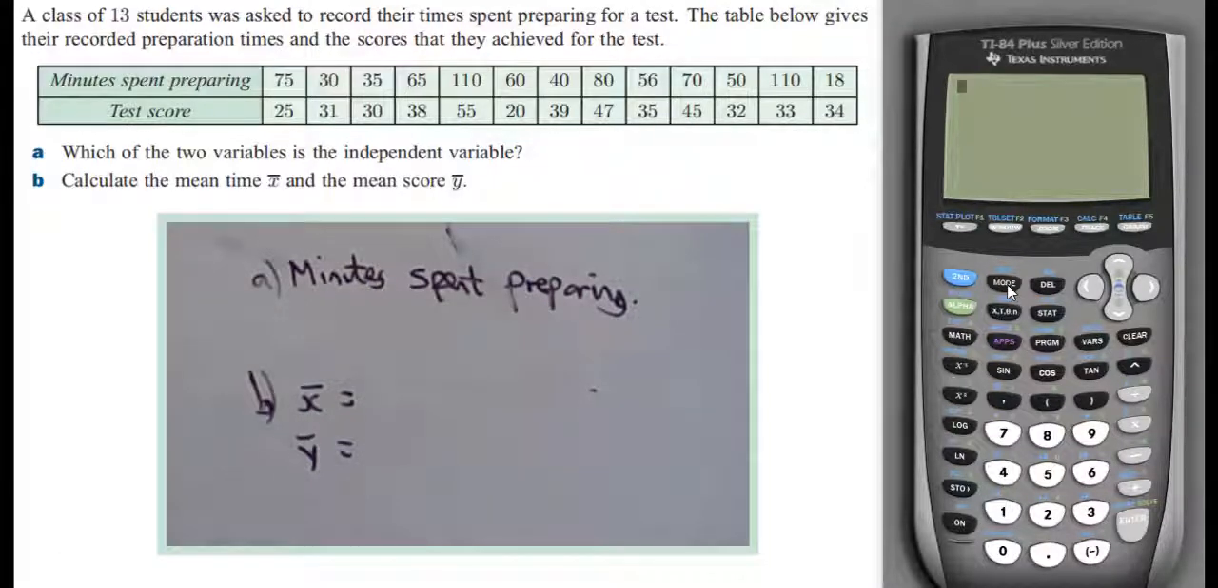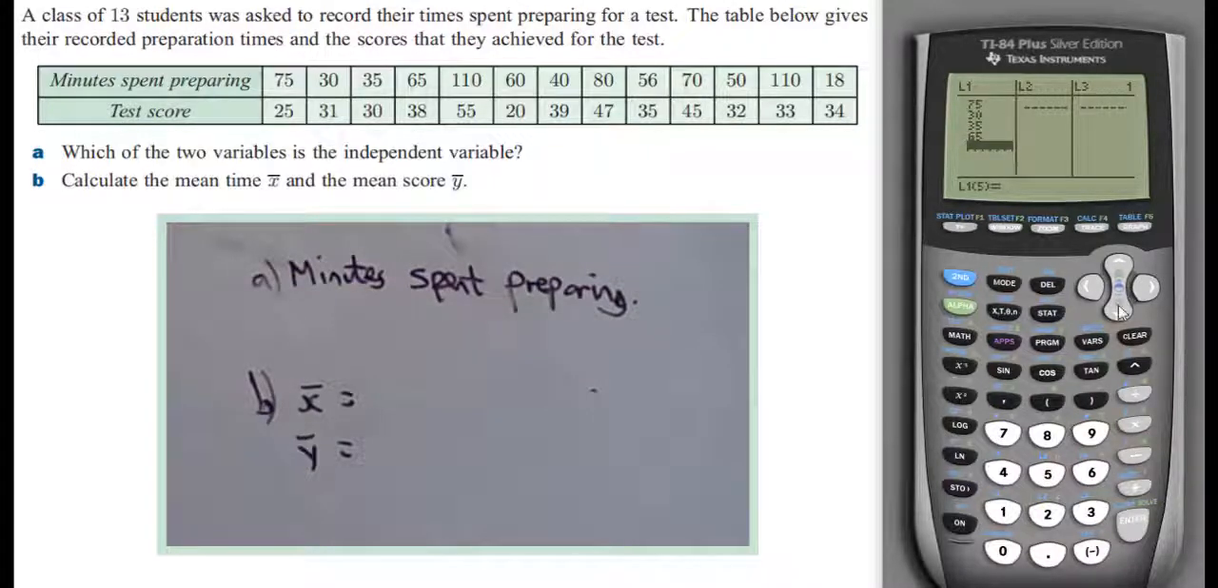So we need to go to stat mode. You press stat, and we want to be on edit mode. What you need to do is make list 1 all of your x values, so that will be all of the minutes spent preparing, and make list 2 all of your y values. The first number would be 75. I'm just going to transfer that first row to the first column, so transpose it. The next student spent 30 minutes, then it was 35, 65, and so on.